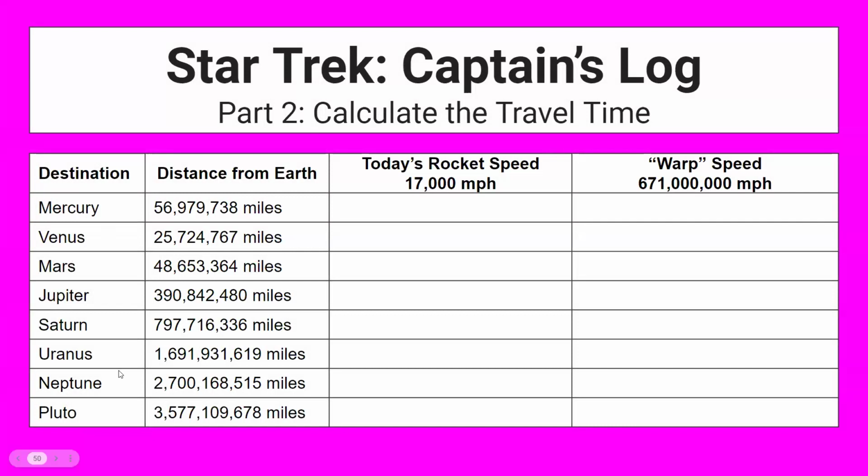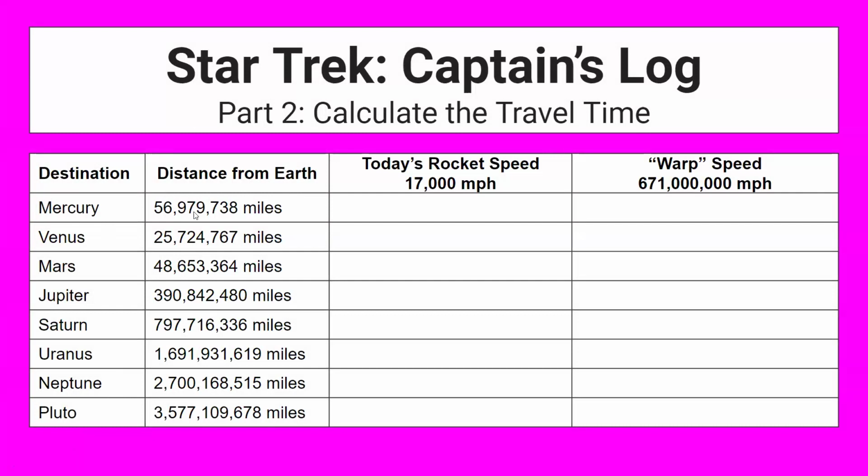So you've got the various destinations, how far they are from Earth, which the students have already figured out. And then if you were using a rocket today, so rockets today are going about 17,000 miles an hour. So if you're in a rocket, how long is it going to take you to get to Mercury?